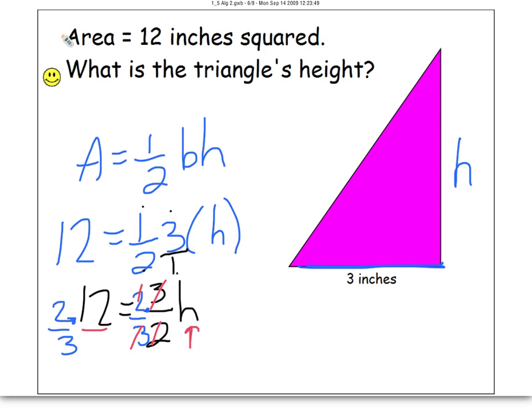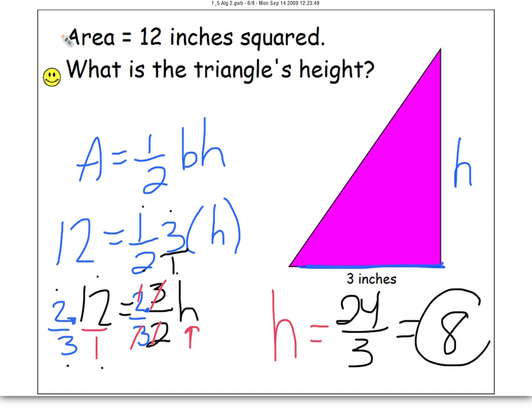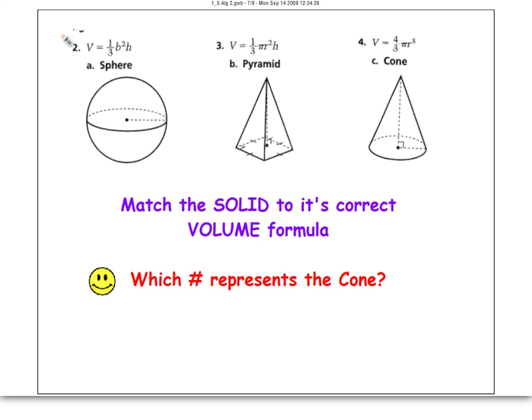Over here I would do 12 divided by 1. So to multiply 2 fractions again, 2 times 12 is 24. 3 times 1 is 3. Use your calculator if you're not sure. 24 divided by 3 is 8. So that's our height. It's also going to be good for us to review real quickly some volume formulas.